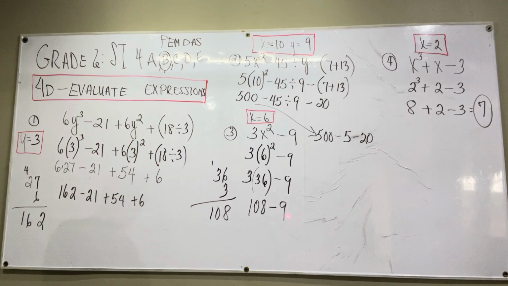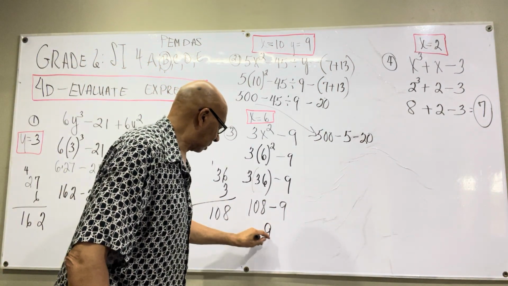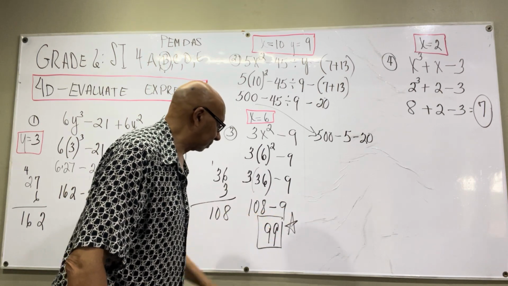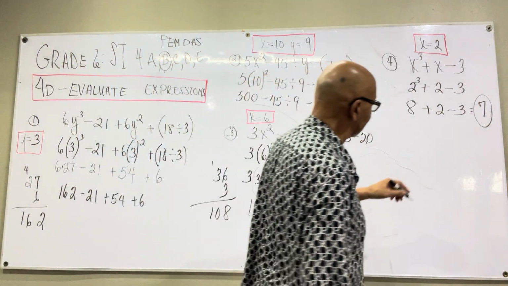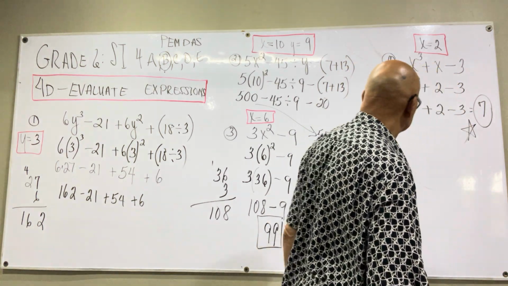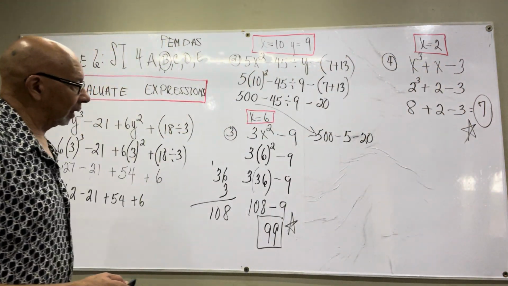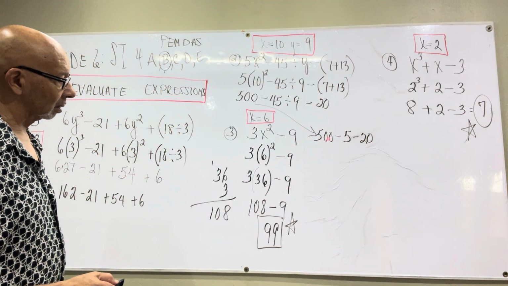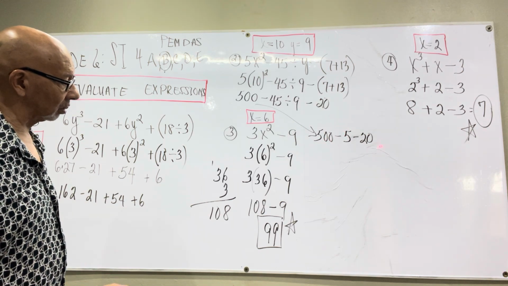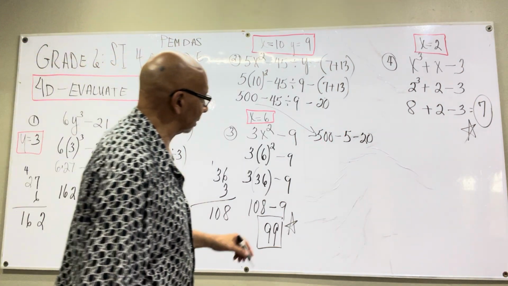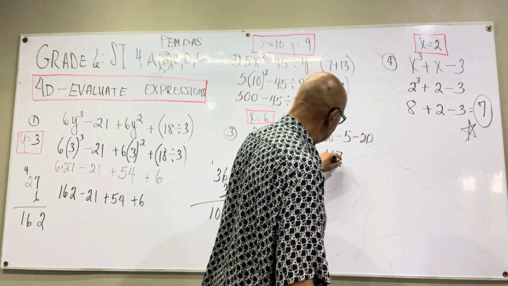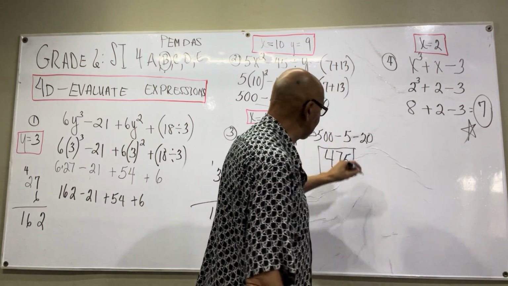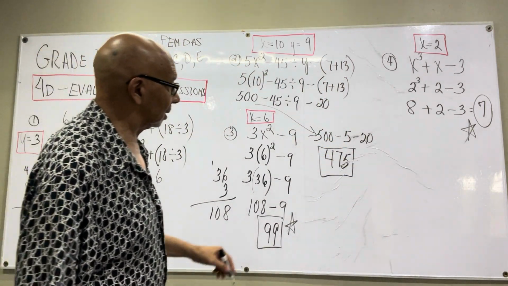So 108 take away 9 is 99. That's what I'm coming up with here. We'll see if it's correct. We have 7. We'll see if that's correct. And 500 minus 5 minus 20 is 500 take away 25. So that's going to be 475. You can probably just see that too. So we'll see if this is right.